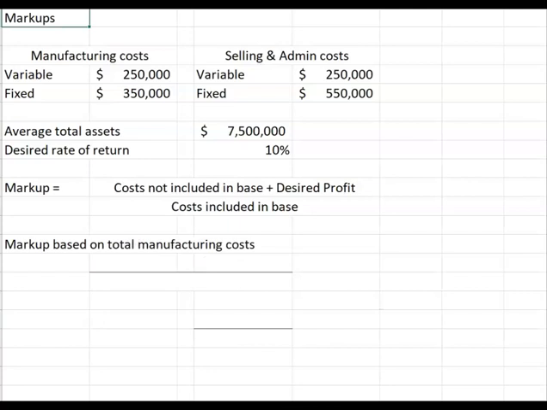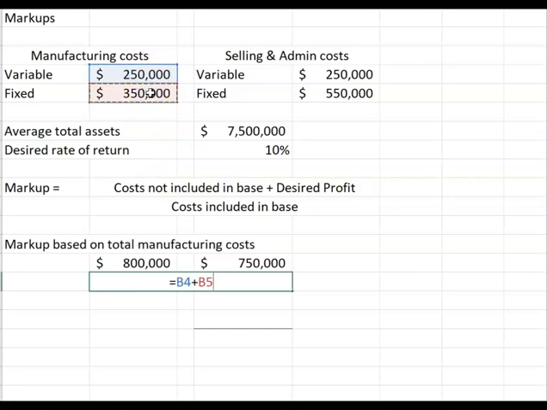Next, we want to take a look at what's our markup based on total manufacturing costs. So the costs not included in the base would be our selling and administrative expenses. So the variable plus the fixed selling and administrative expenses. Add to that our desired profit, which is 10% of our average total assets, or 750,000. The costs included in the base would be our manufacturing costs, the 250 variable manufacturing costs and the 350 fixed manufacturing costs.